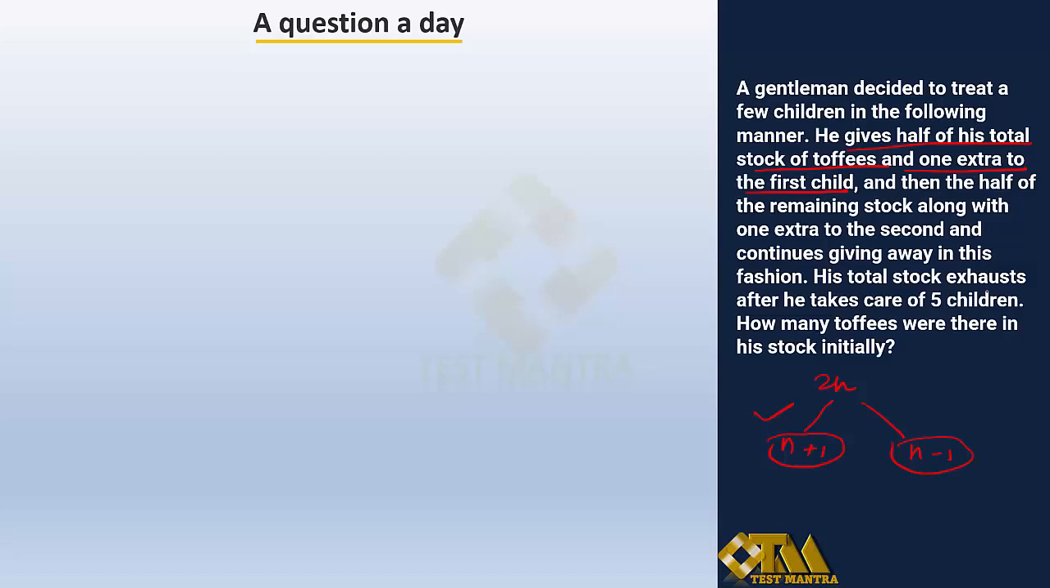His total stock exhausted after he takes care of 5 children. So there are altogether 5 children. How many toffees were there in his stock initially?